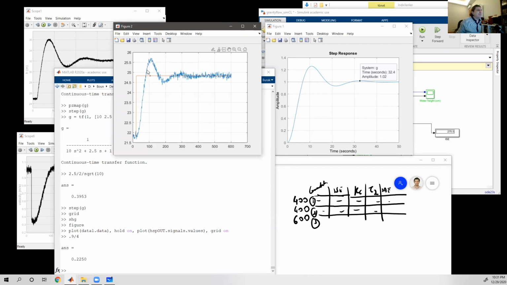Maybe the best that we can do here is to decrease the settling time, but this also seems to be pretty much okay. So you can change these values, play with these values, and see what you can come up with.